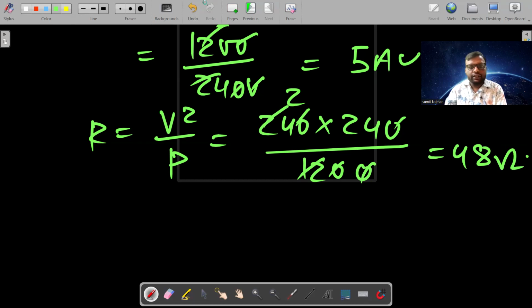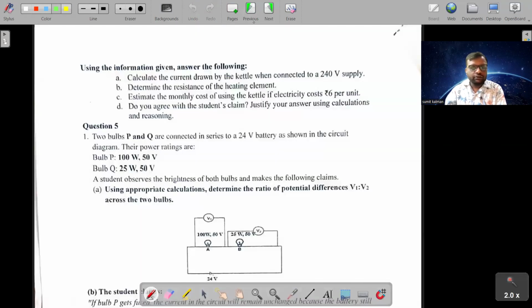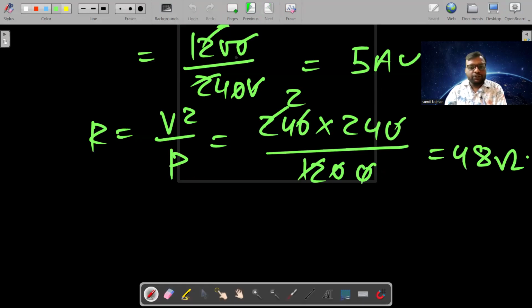Now, friends, next, what are they asking? Estimate the monthly cost of using the kettle if electricity costs 6 rupees per unit. So we have to calculate the monthly cost. So here we will proceed for the solution.